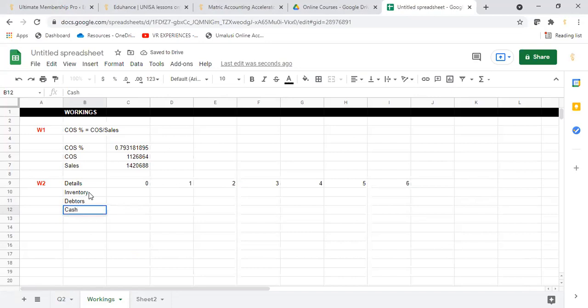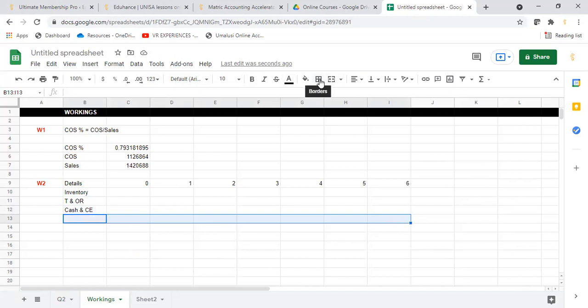Okay, I'm going to speak to cash and cash equivalents now. Cash and cash equivalents. Okay, I'm just going to put this here. Trade and other receivables. Okay. So this here is assets. And we're going to have, what was it called? So under, we have creditors and provisions. So they're calling it creditors and provisions, okay?